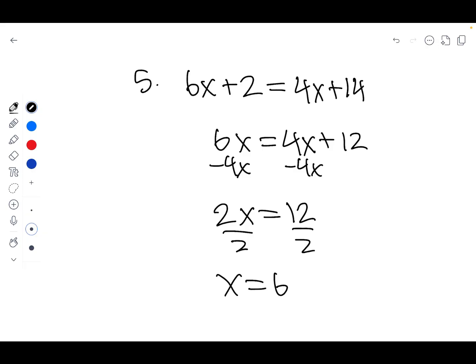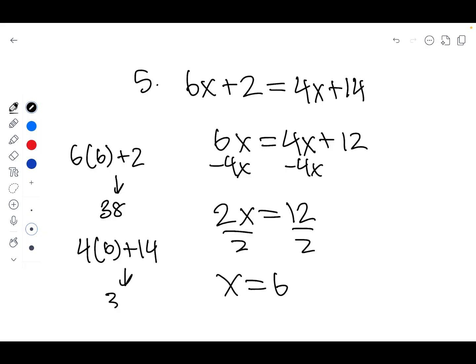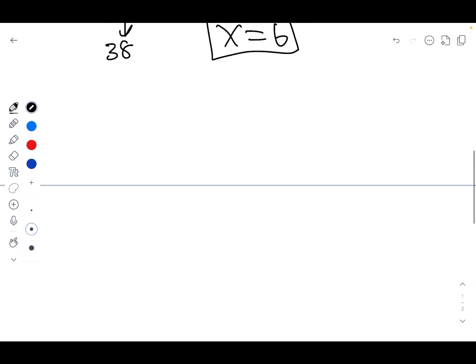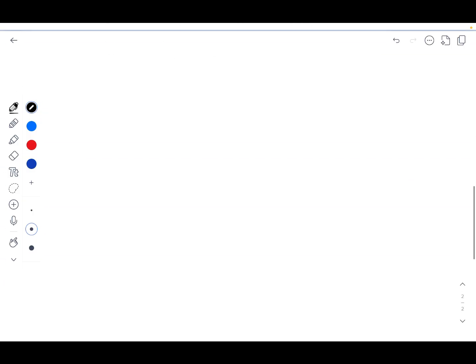When you plug this back into the equation, 6 times 6 plus 2 is equal to 38, and 4 times 6 plus 14 is also equal to 38. So that makes x equals 6 a solution to number 5, 6x plus 2 equals 4x plus 14. Now let's get into the actual topic, called special cases.